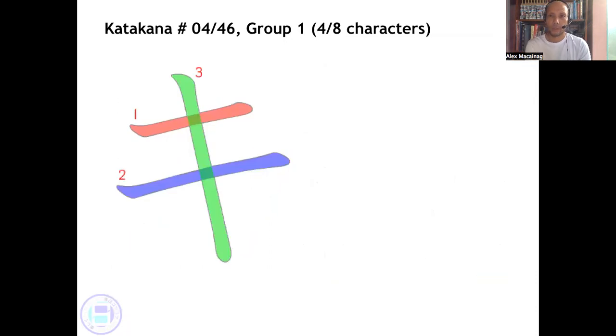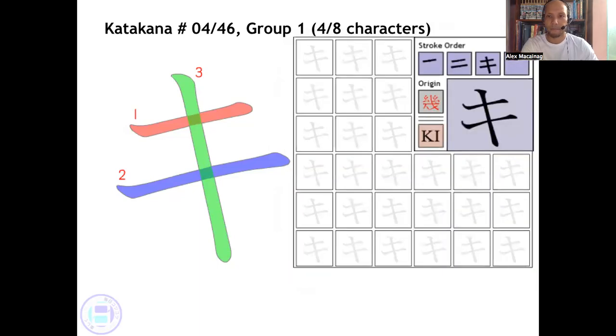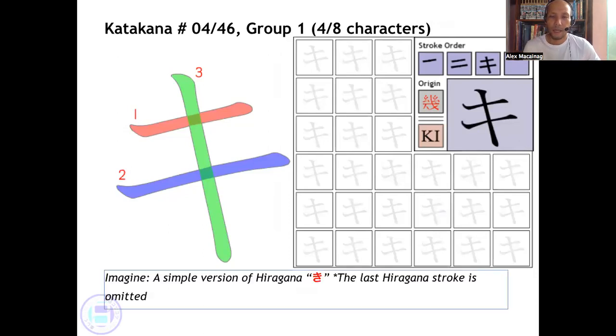Character number 4, sozo shite kudasai. What do you see? Does this remind you of any hiragana character? Sou desu ne. This is katakana ki. Katakana ki, 3 strokes. So what is the story? What will we imagine? A simple version of hiragana ki.